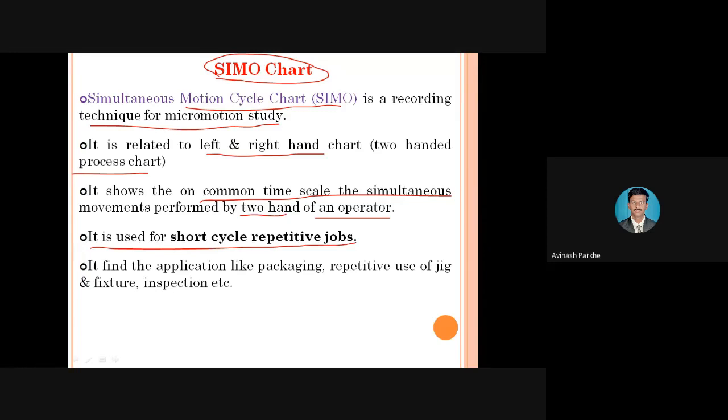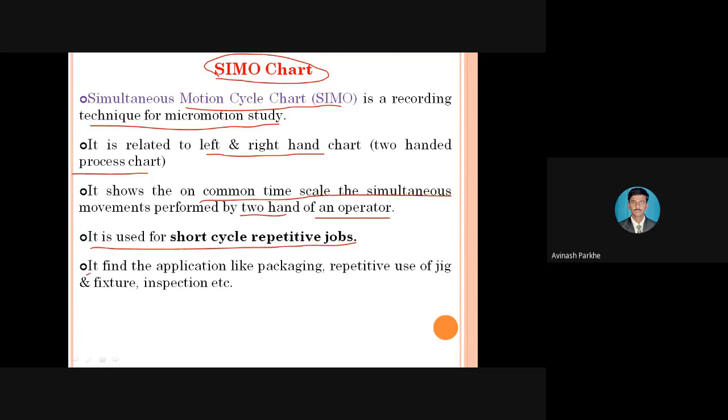So this particular Simo chart is useful for short cycles. Short cycle in the sense that your operation can be completed in minimum time, maximum up to 30 minutes. And the repetitive job. Which types of repetitive jobs are taking place?